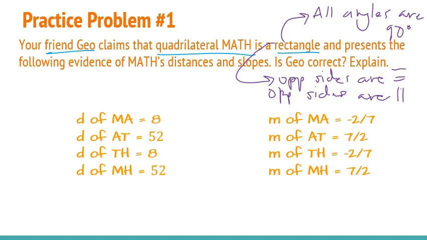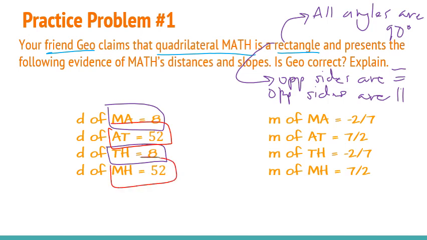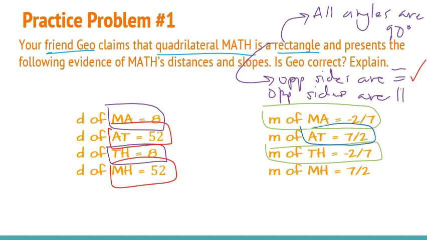Let's analyze the math. So here we have MA and TH are 8, AT and MH are 52. So that's proof that opposite sides are congruent. They're not all the same length, but the opposite sides are congruent. Now here, looking at the slopes, I'm noticing that the slope of MA is equal to the slope of TH, and that the slope of AT is equal to the slope of MH. That's proof that opposite sides are parallel because the slopes are the same.